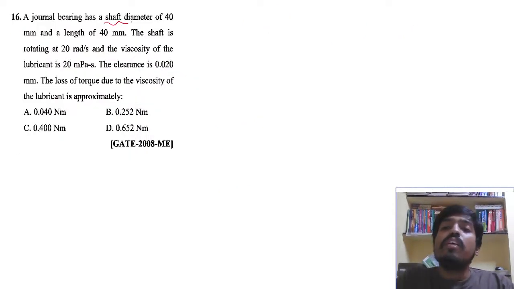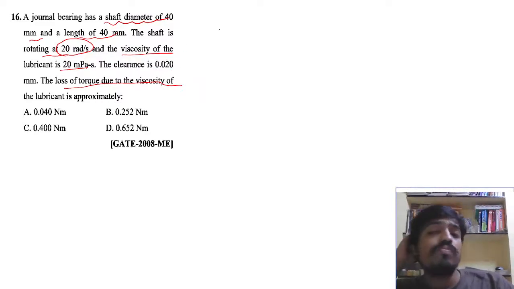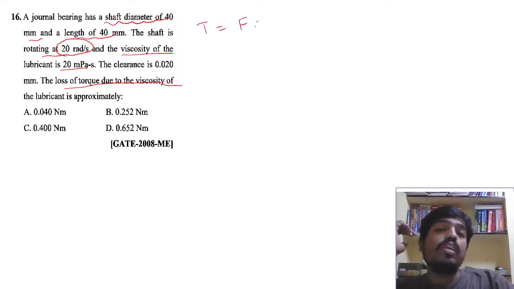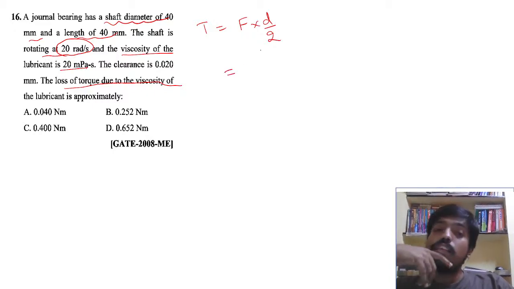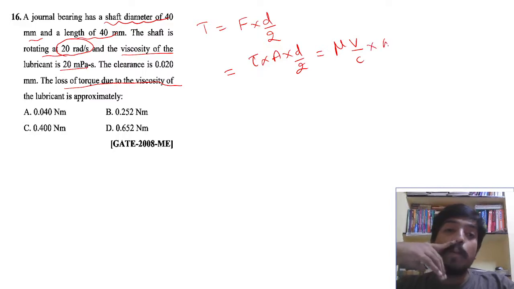A journal bearing has a shaft diameter of 40 mm and a given length. The shaft is rotating at a given angular speed, and the viscosity is given. What is the loss of torque? For torque, torque is equal to F into D by 2. What is F? F is tau into area into d by 2. What is the tau value? Mu into velocity by clearance into pi dl into d by 2.